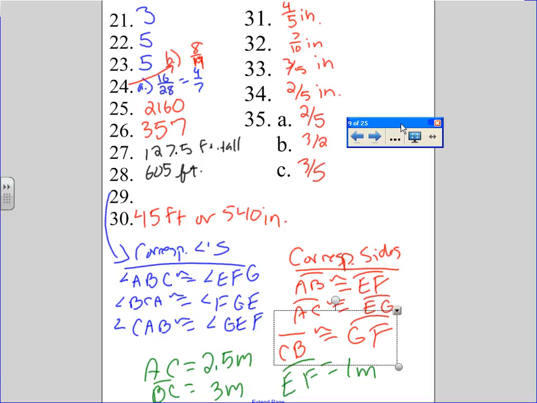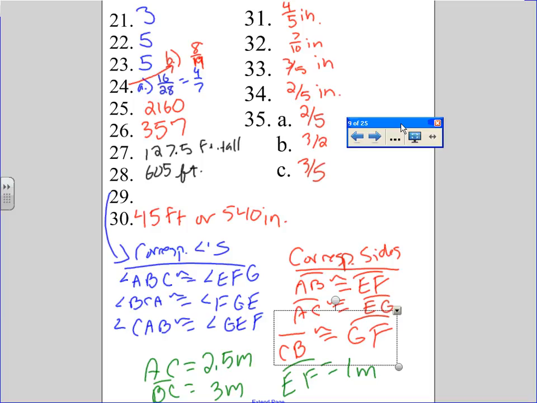Okay, and then that last one, angle CAB congruent to angle GEF. You may also have angle A congruent to angle E. Corresponding sides, you can have segment AB congruent to segment EF, or BA congruent to FE. Either order. Second one, AC congruent to EG. And then the last segment here, CB congruent to GF.